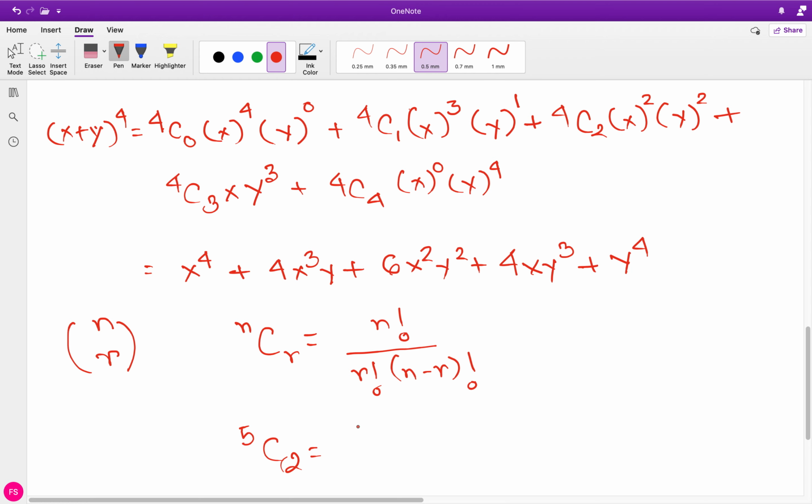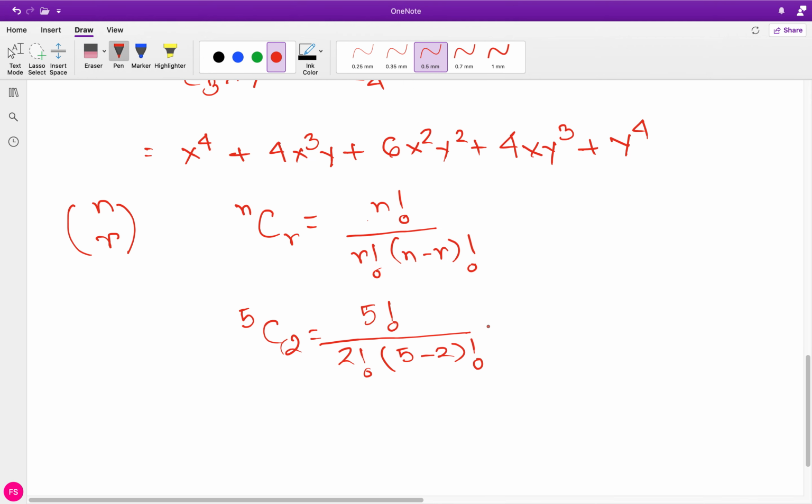Now also remember, the first term is called term 0. So let's find it. 5C2, how to do that? According to this formula, I will start with 5 factorial over r factorial, which is just 2 factorial, and then (n minus r) factorial, which is 5 minus 2 factorial. Now how to calculate it? Factorial means you multiply all the terms after it till 1. So if I want you to find 5 factorial, that means you have to find 5 times 4 times 3 times 2 times 1.